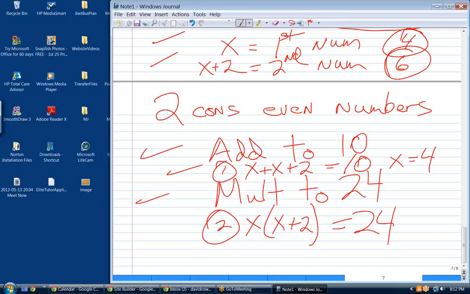And in this case, I could have actually used y instead of x plus 2, and I could have just said two numbers without putting that in there because I had two equations. So I could have used y is my second number, and then I would have had x plus y equals 10, and then I would have had x times y equals 24, and I could have solved for both x and y.